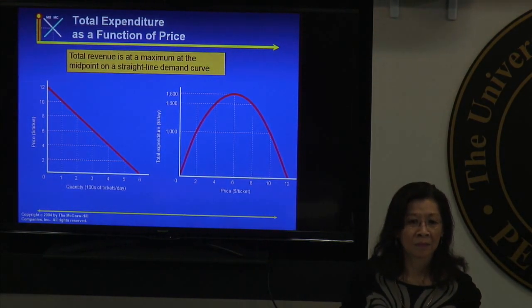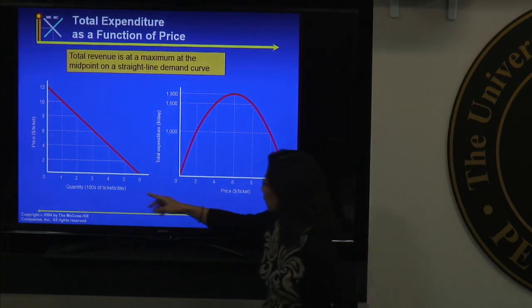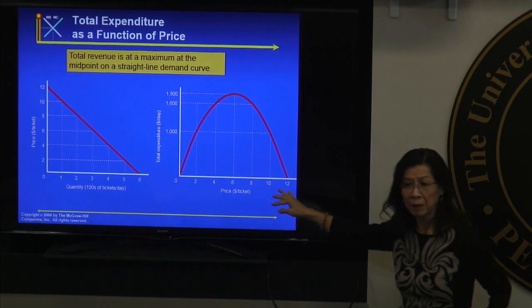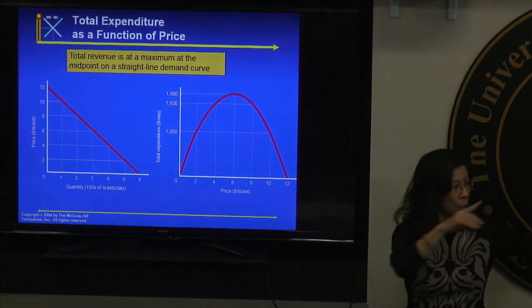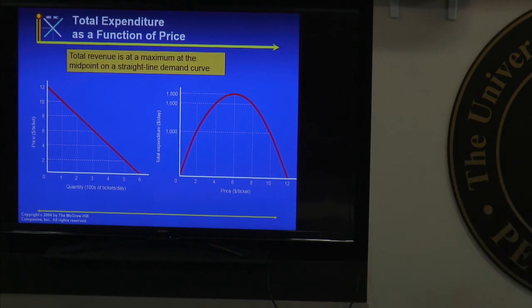The price, yes. So instead of on the vertical axis, the price now is at the bottom. Everybody see that? So then we go back to that. We say, okay, the total expenditure we already know. In this case, 2 times 5, 1,000. So if it is $2, total expenditure is 1,000. And if it is $4, total expenditure is 1,600.